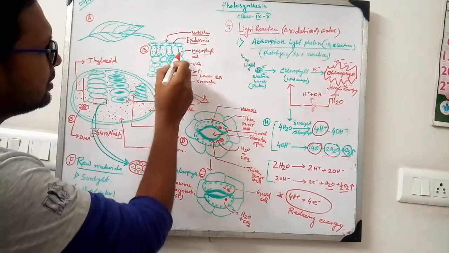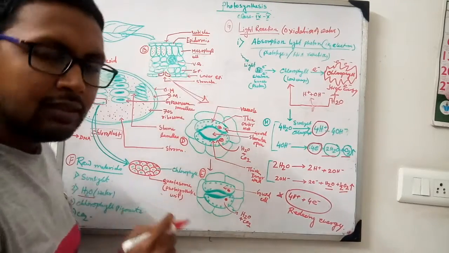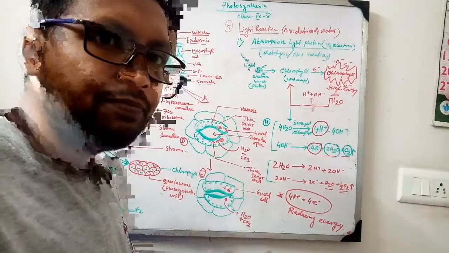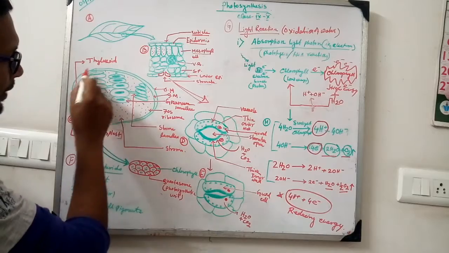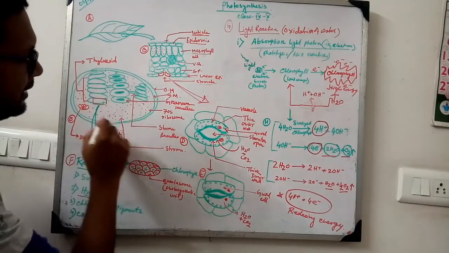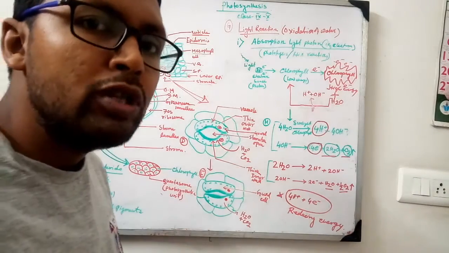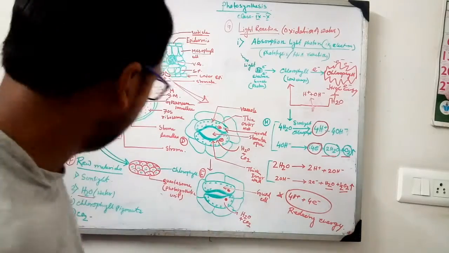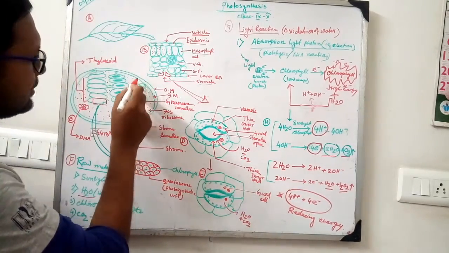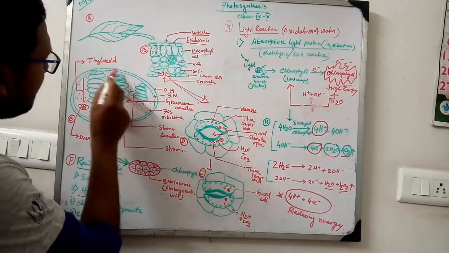Now, the mesophyll cell contains the chloroplast, as I mentioned. So, what is actually the chloroplast? Here, the chloroplast is a membrane-bound cell organelle. How many membranes are there? Two membranes are there: the outer membrane and the inner membrane.